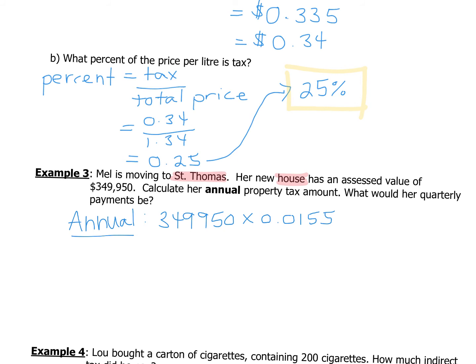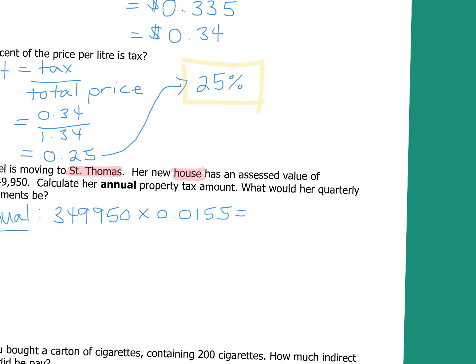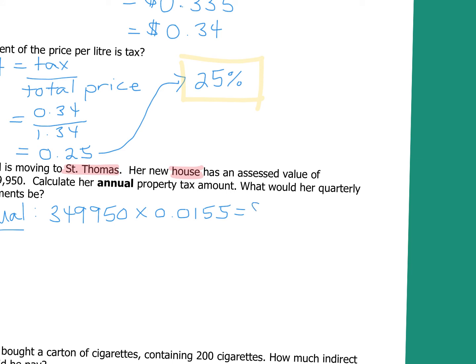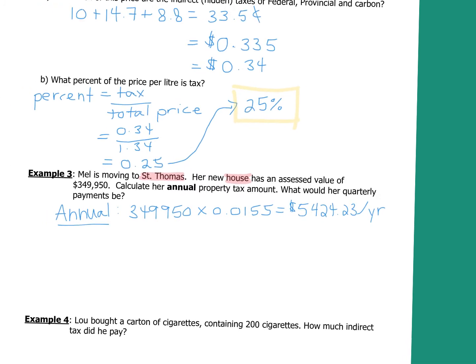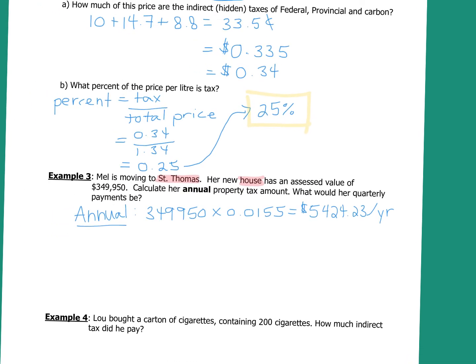0.0155. So we divided it by 100, or we moved the decimal place 2 to the left, and that's what gives us that. And when we do that, we get $5,424.23. And that is per year. So that is our annual.